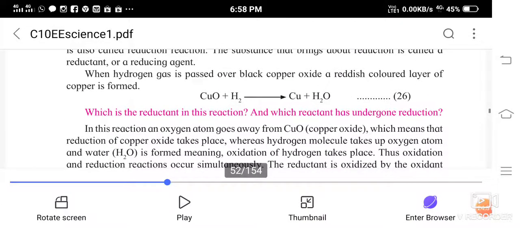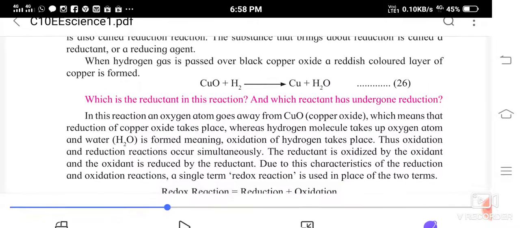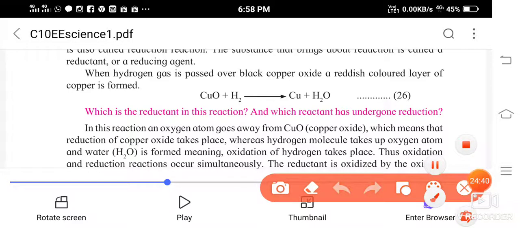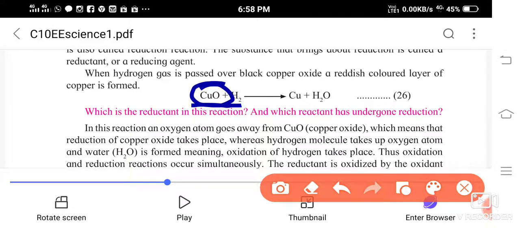Now see, the next one is, which is the reductant in this reaction? Can you tell me? Cupric oxide plus hydrogen, H2. So this cupric oxide has lost oxygen and has become copper, right? So what has happened here? Cupric oxide is reduced to copper, right?